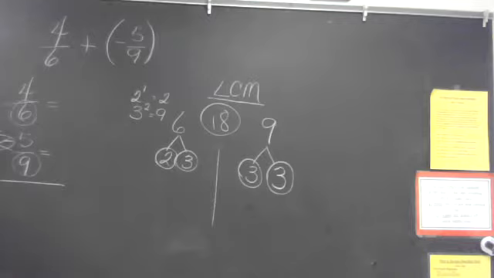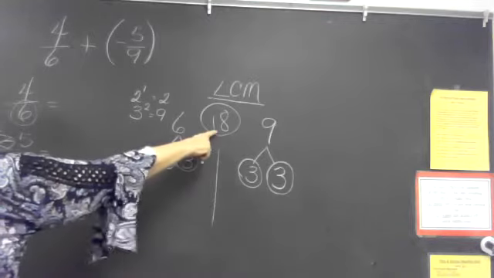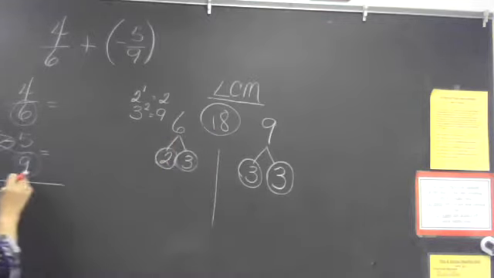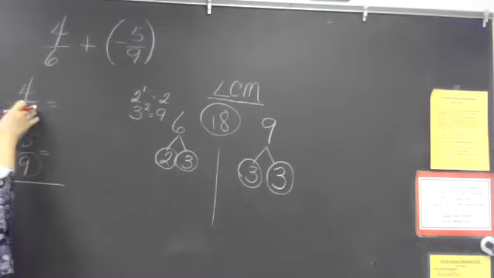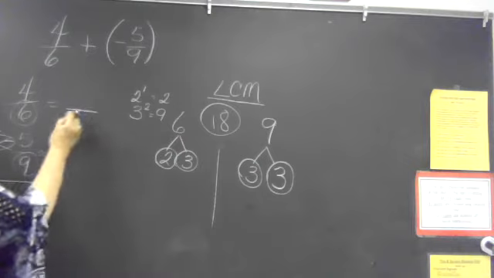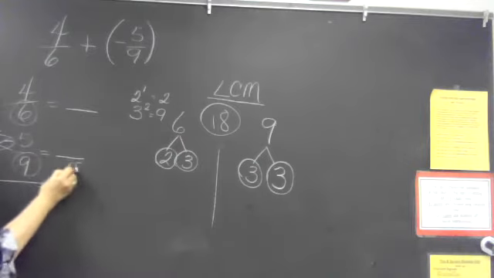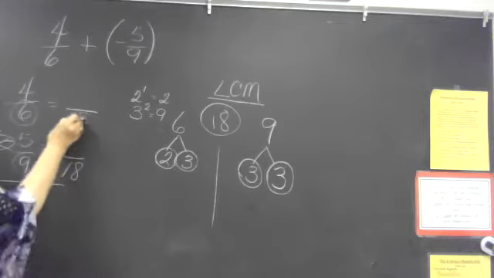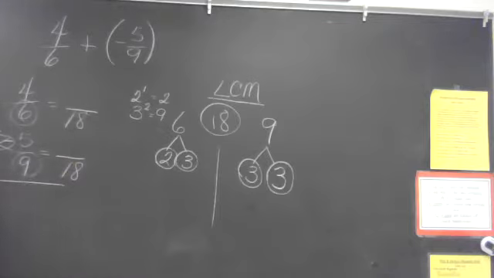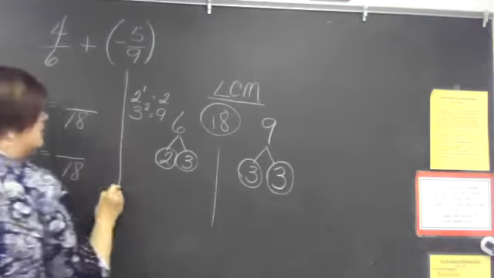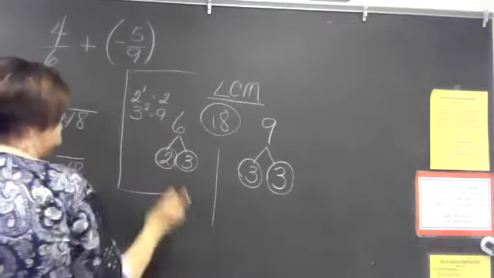Okay, so we found out the common denominator is going to be 18. So when I have fractions that have different denominators, we're going to make another fraction, and we're going to put the common denominator. Common means the same in both cases. Might get messy here in a minute, so I'll do this, okay?